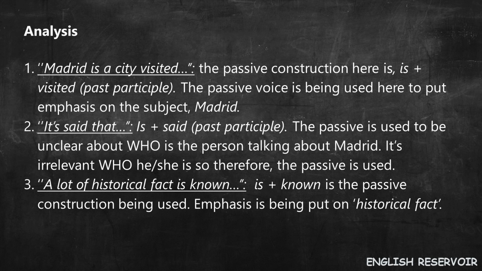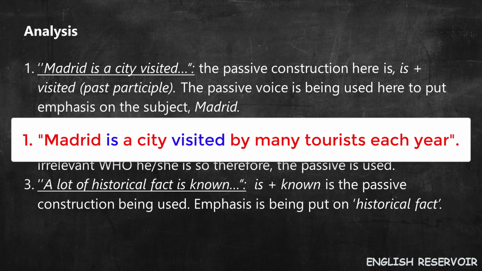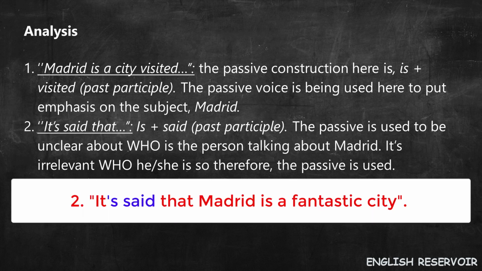Analysis. 1. Madrid is a city visited. The passive construction here is 'is' plus 'visited', which is the past participle. The passive voice is being used here to put emphasis on the subject, Madrid. 2. It's said that: 'is' plus 'said', which is the past participle. The passive is used to be unclear about who is the person talking about Madrid. It's irrelevant who he or she is, so therefore the passive is used.